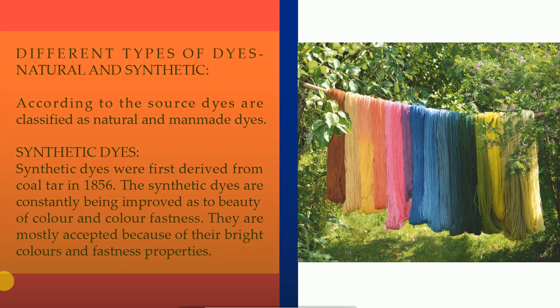Different types of dyes, natural and synthetic, according to the source. Dyes are classified as natural and man-made dyes. Synthetic dyes. Synthetic dyes were first derived from coal tar in 1856. The synthetic dyes are constantly being improved as to beauty of color and color fastness. They are mostly accepted because of their bright colors and fastness properties.